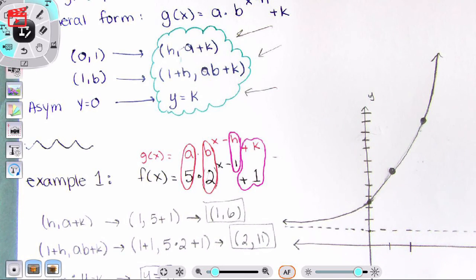Now the other way is to apply your transformations to your original points. You can do that. It might just be a little bit more difficult. Okay.